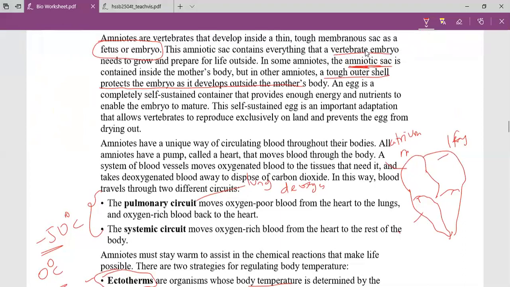Oh, yeah, it is contained inside the mother's body, but the amniotic sac is contained inside the mother's body. So what's the difference between the amniotic egg and the amniotic sac? The amniotic egg is a general name, but a sac is where the embryo is found inside. So it's a cover, a cover inside the amniotic egg. So the amniotic sac contains everything the vertebrate embryo needs to grow and prepare for life outside.